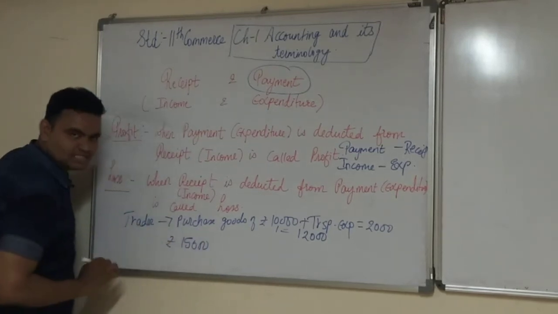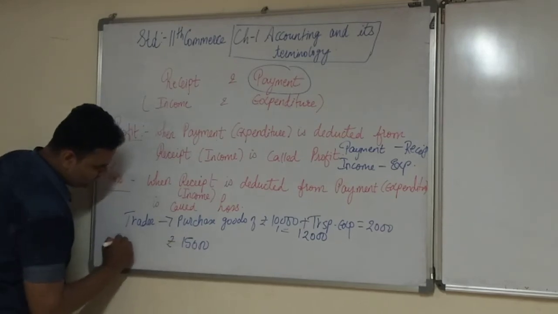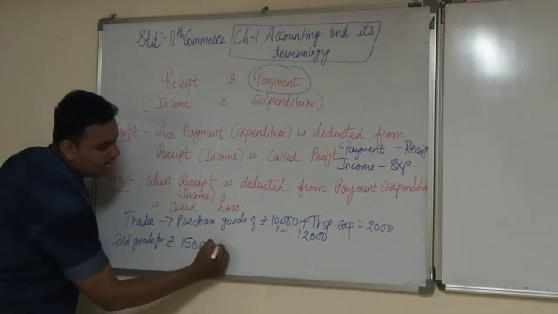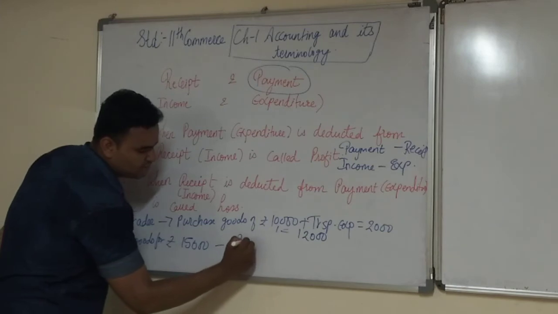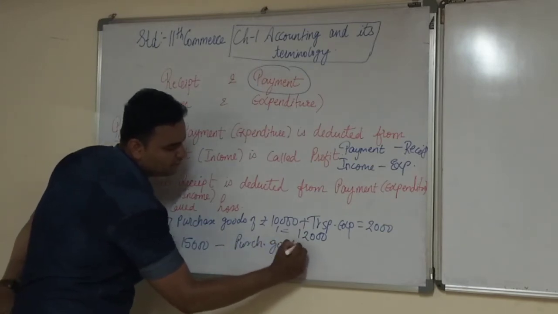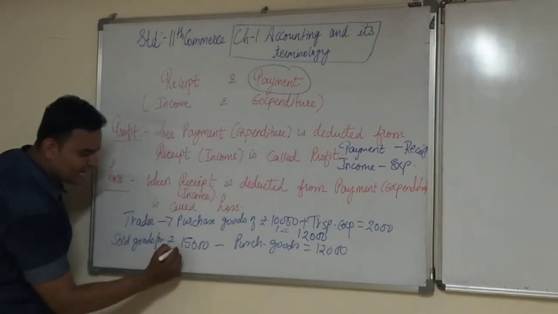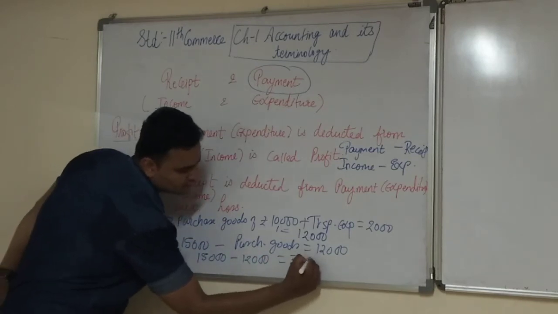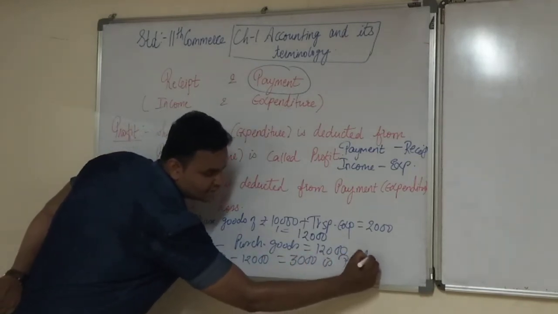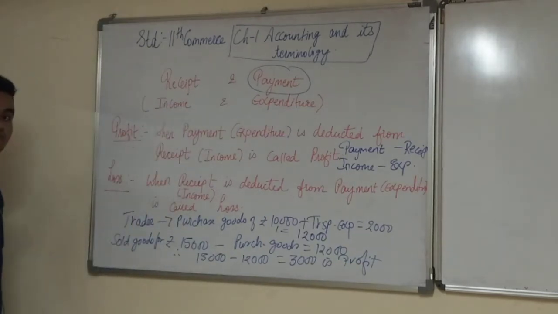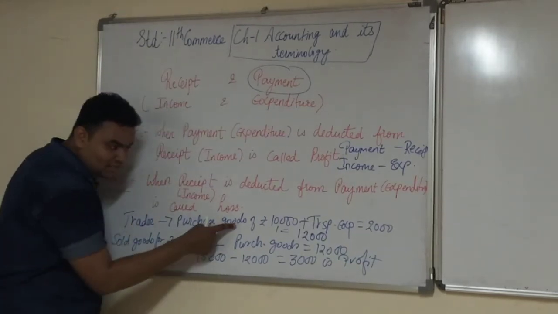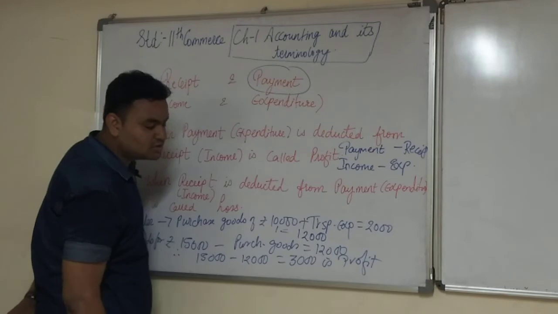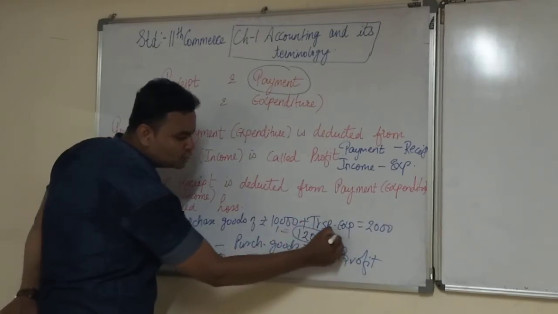Now we can say he has sold the goods for rupees 15,000, and he has purchased the goods for rupees 12,000. Therefore, can we say that 15,000 minus 12,000 is equal to 3,000 is profit? Exactly true, right? 3,000 will be the profit for him because he purchased goods of rupees 10,000 with transportation expenses of rupees 2,000. So the total amount was rupees 12,000.